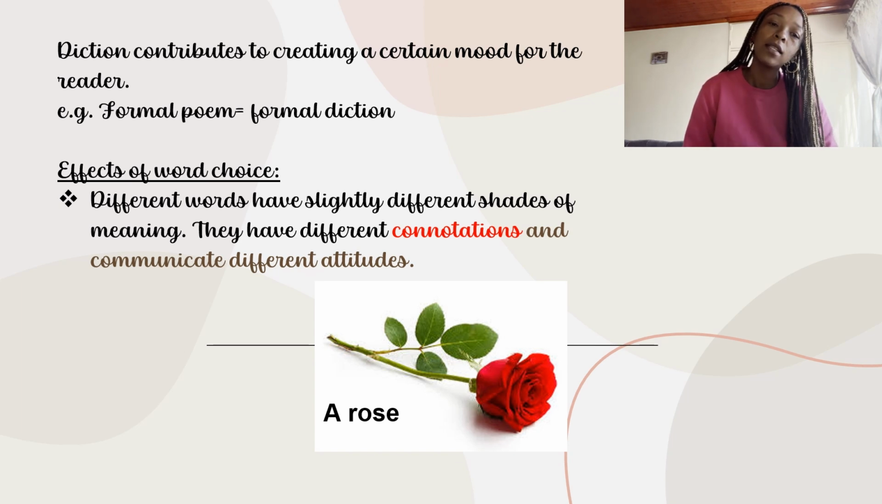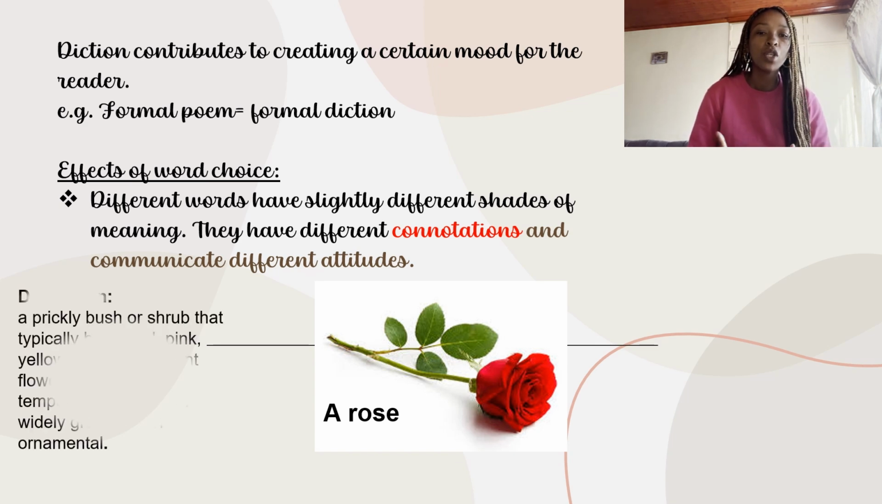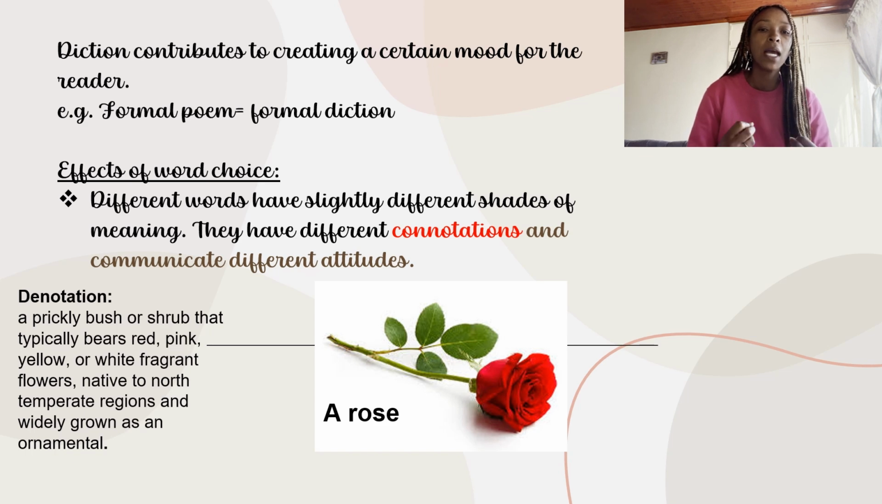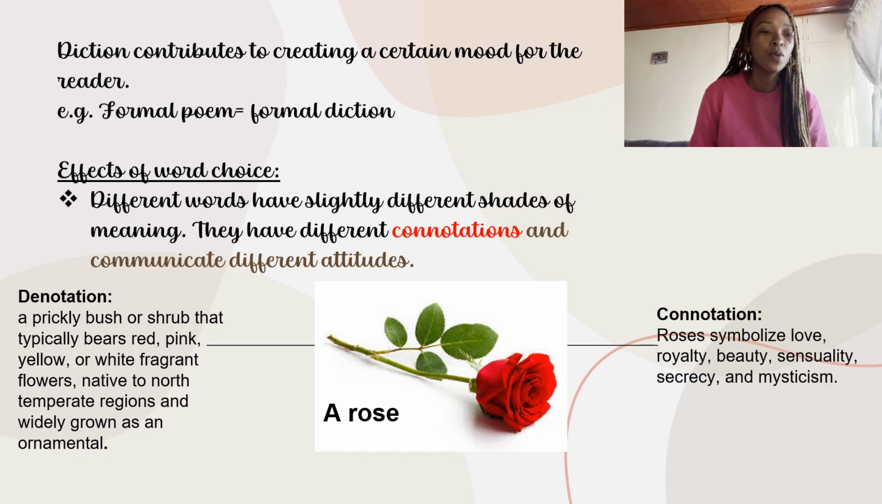If we were looking at denotative, the dictionary defines a rose as a prickly bush or shrub that typically bears pink, red, yellow, or white fragrant flowers, native to north temperate regions and widely grown as an ornamental. That is the exact definition of what the flower might be. But when we look at connotations, underlying meanings, we need to look at what a rose connotes too. And this would be, for example, that it symbolizes love, royalty, beauty, sensuality, secrecy, even mysticism.